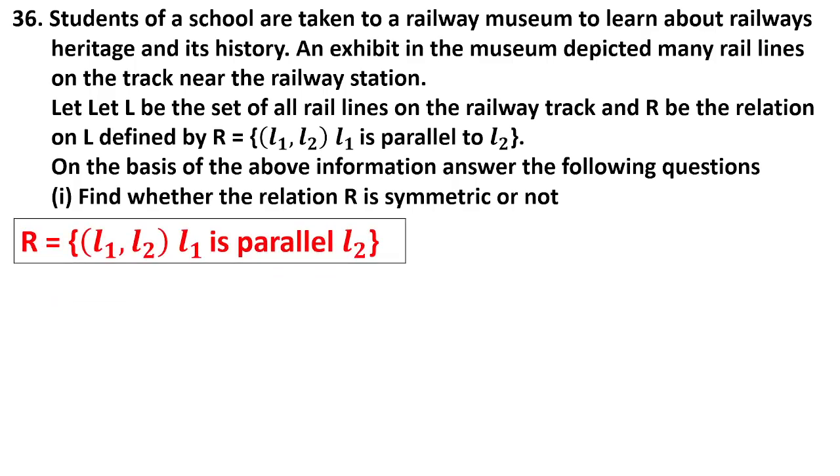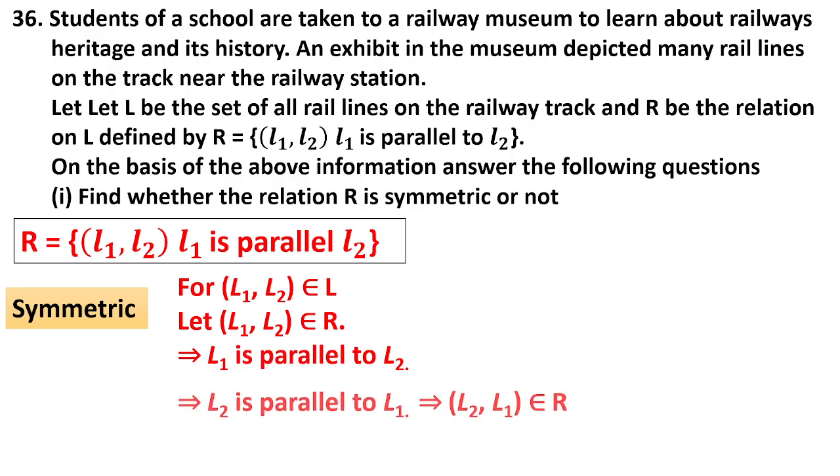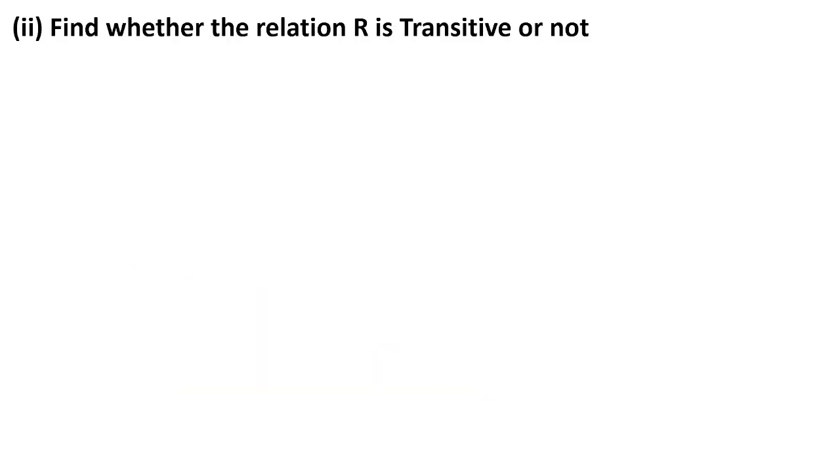Here whenever you are taking it, don't take A, B. I have seen children taking A comma B because they are used to A, B, C. But here it is L1, L2 because we are now dealing with lines. We are not dealing with real numbers. For L1, L2, L is parallel to L2. Symmetric means L1 comma L2 belongs to R. Therefore L1 is parallel to L2. But if L1 is parallel to L2, L2 is automatically parallel to L1. Therefore R is symmetric.